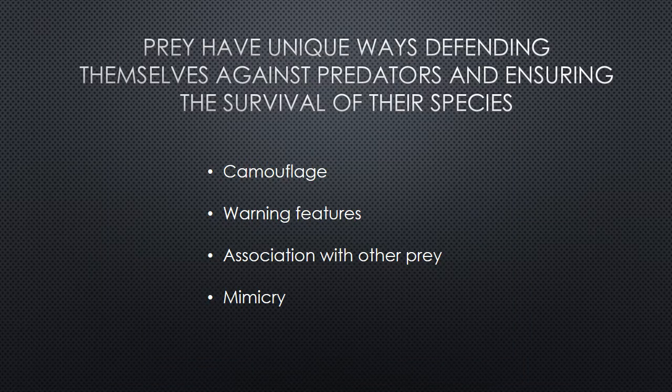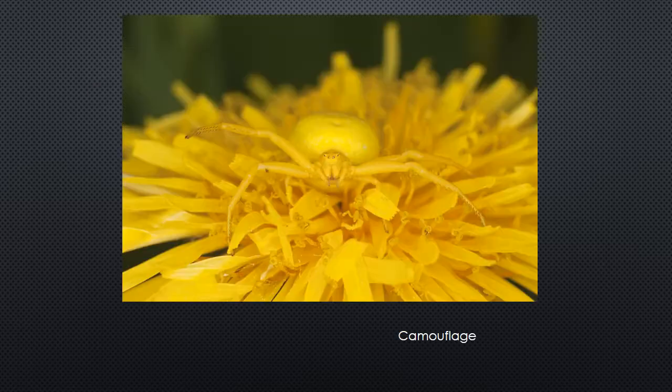So prey tend to have unique ways of defending themselves against their predators, just to ensure the survival of the species. So we're just going to quickly take a look at some of these. You'll be familiar with a lot of them. Camouflage, warning features, association with other prey, and mimicry. Love this picture because this spider is so well hidden. Camouflage allows it to hide itself from its predators.